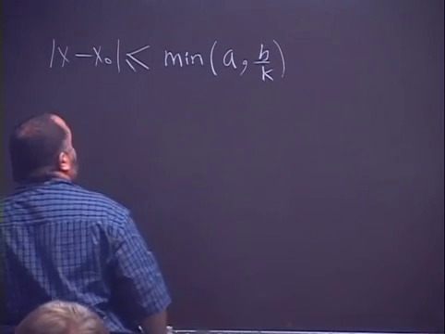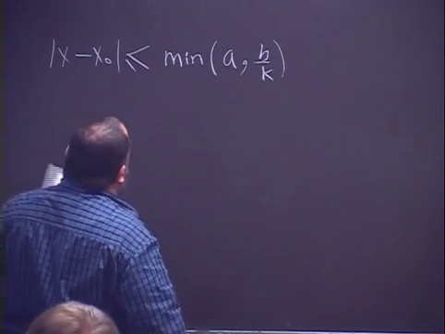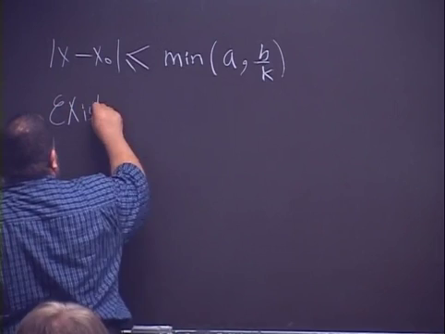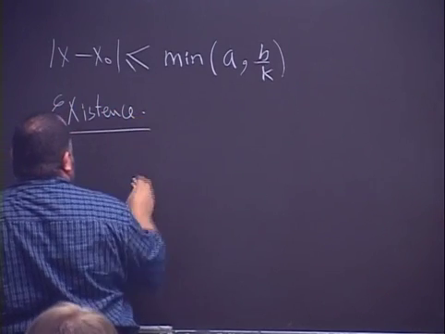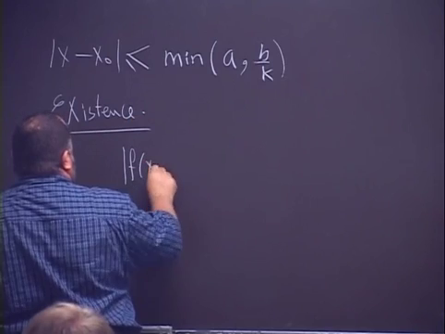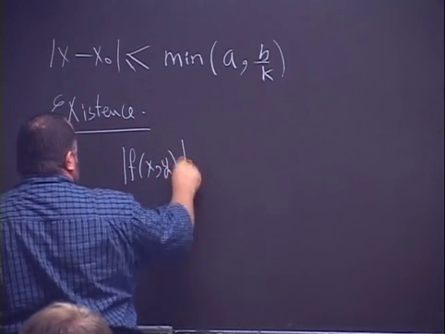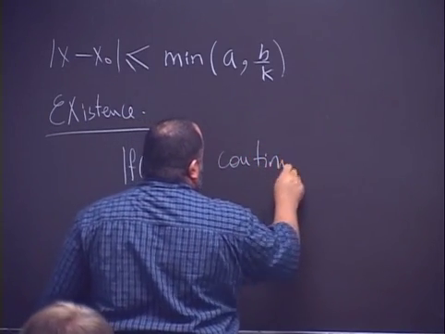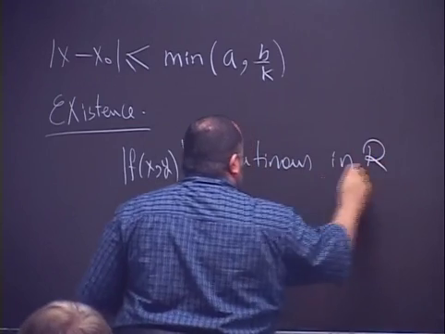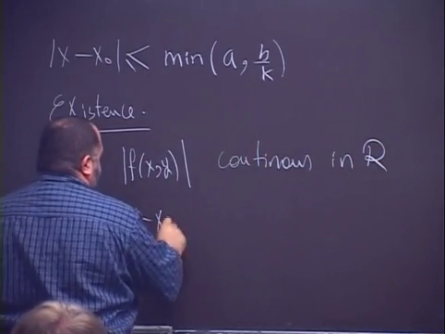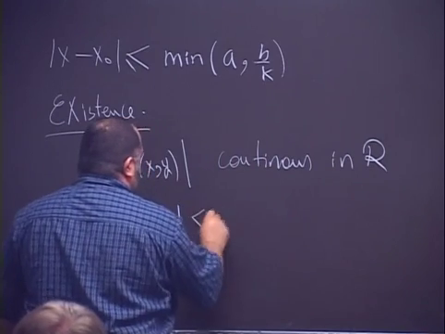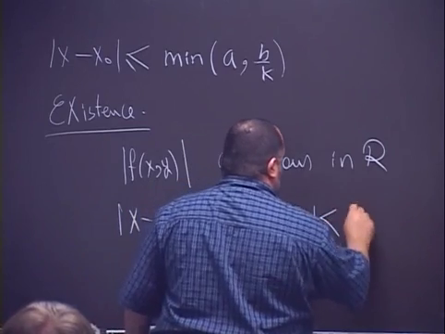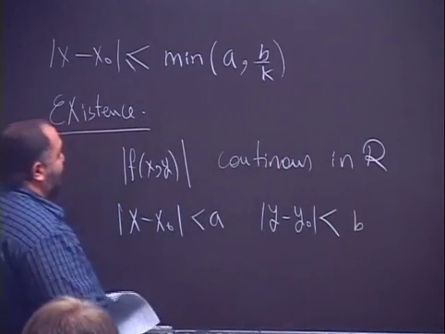So this is after you fulfill the existence. The existence condition says that f of x and y should be continuous in region R, where R is defined as x minus x naught less than a, and y minus y naught less than b.